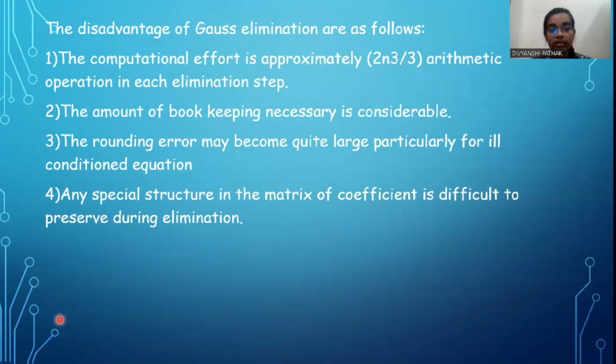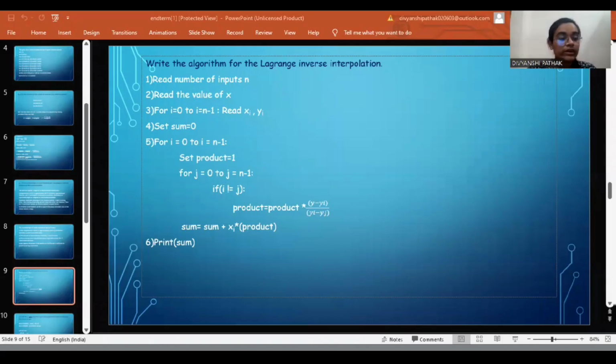That's why we prefer iterative over elimination. Also, any special structure in the matrix of coefficients is difficult to preserve during elimination. So these were some advantages and disadvantages of iterative over elimination method. You can read it. Now next question.